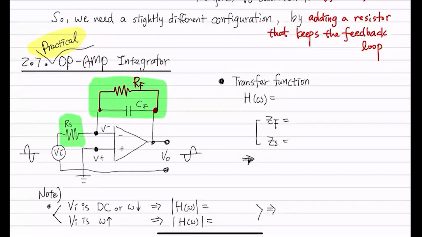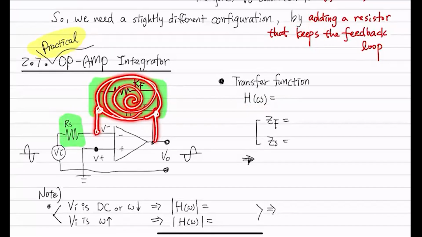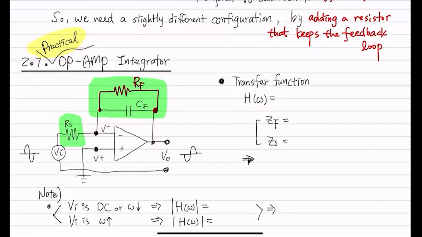We can find the transfer function by considering this as one element and this whole thing as a single element that is being connected like this. Okay, here's a single element that is being connected for the feedback loop. And let's call this guy ZF, and this guy is ZS. And the transfer function we got previously is ZF over ZS, right?